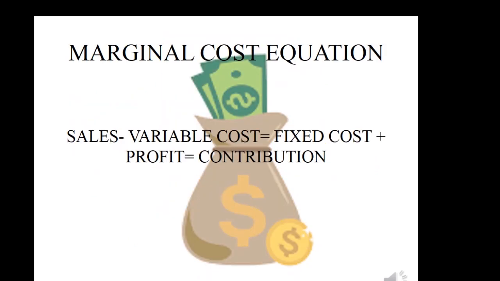So combining all these equations, we will get another main equation, that is the marginal cost equation: sales minus variable cost is equal to fixed cost plus profit, which is equal to contribution. And this particular equation is of prime importance in marginal costing.